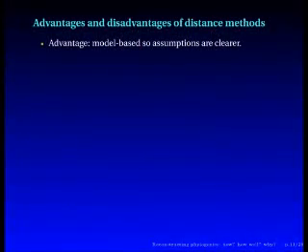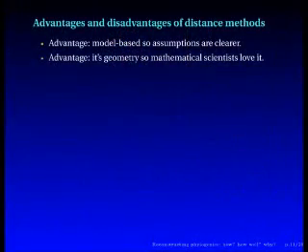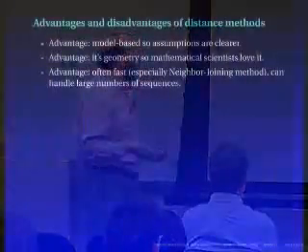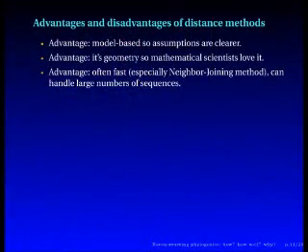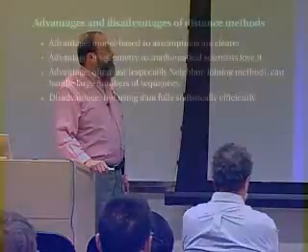An advantage of these distance methods is they are model-based. You have a probabilistic model, so you know what your assumptions are about what the DNA is doing. Another advantage is its geometry, and because it's geometry, mathematicians fall in love with it. It's often fast. Some of the generalized least squares methods are not, but neighbor joining is, as I recall, order n cubed in the number of tips in the tree. And it's pretty fast, and you can handle large numbers of sequences.